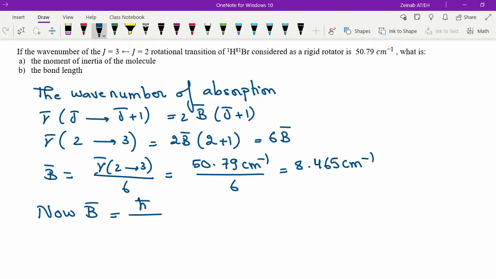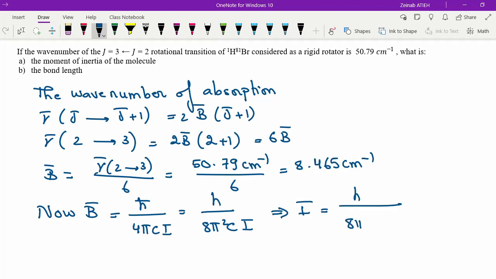Now, we know the relation between B and I. B bar equals h bar over 4 pi c I, where I is the moment of inertia of the molecule. So it can be written as h over 8 pi squared c I, because h bar is equal to h over 2 pi. So remember, we are searching for I. I equals h over 8 pi squared c B bar. We have h, it's a constant, c is a constant. We have calculated B bar for our molecule, and now we are able to calculate I.